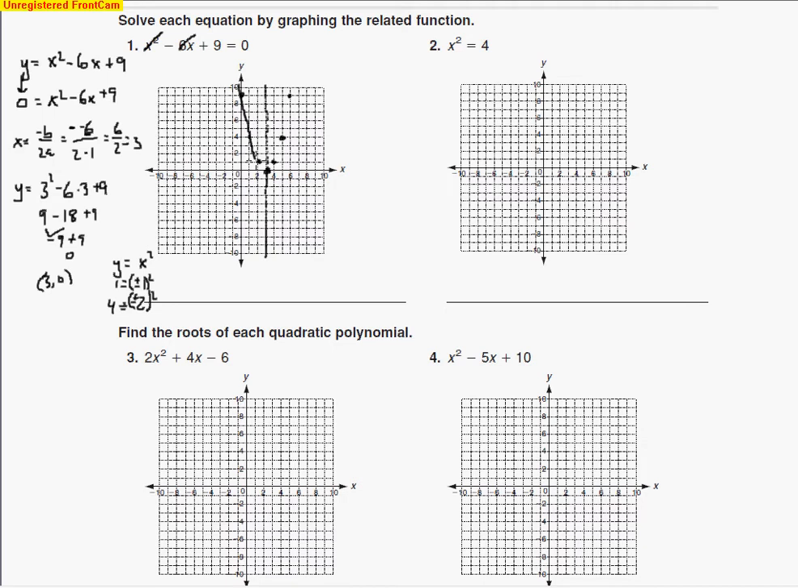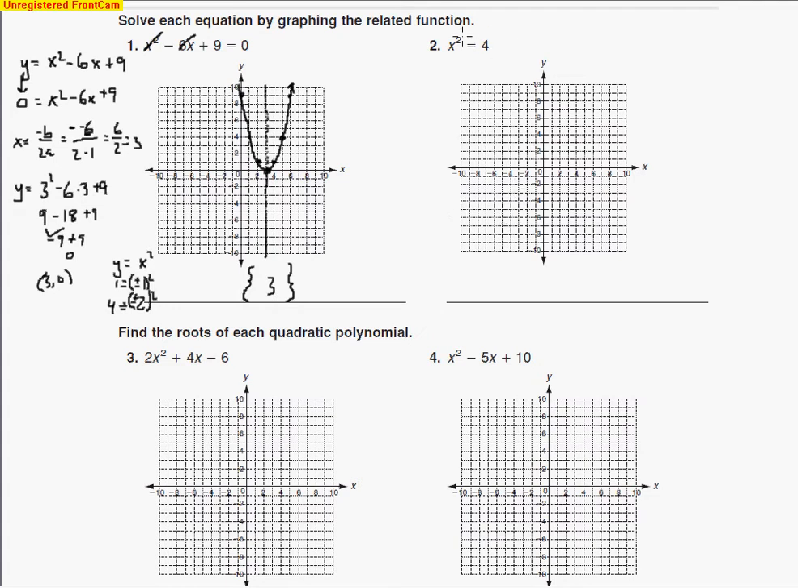But the main thing we want from this graph is where it crosses the x-axis. And where does it cross? It crosses at 3, 0. So the solution is 3. You don't need to write the ordered pair to represent that, just the number where it crosses the x-axis. So this is our solution set. Just one number, 3.